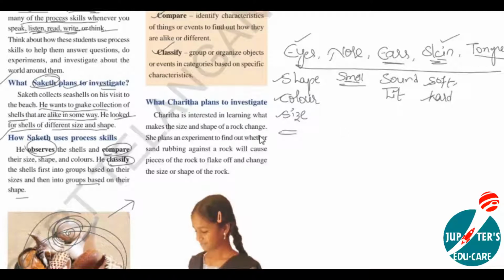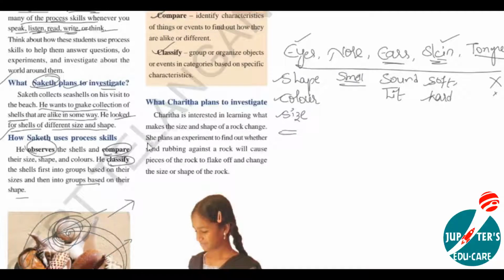Next, tongue. Is there any taste? No, the shells do not have any taste. Right? So, like this, he has to observe each and every shell with his sense organs. He must check all this. We must observe all these shells by using our sense organs. It's nothing but observation. Right?